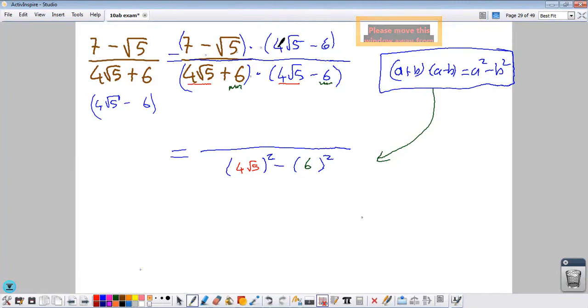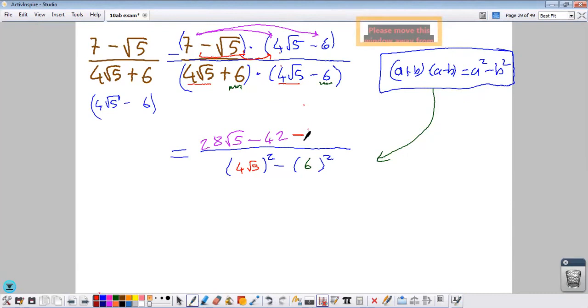For the numerator part, you will do normal multiplication, like the previous example, 7 times and 7 times. 7 times 4, 28 square root 5. 7 times minus 6, so plus or minus, you should put in here. 7 times minus will be minus 7 times 6, which is 42. So with 7, I'm done. So I'm going to multiply with minus square root 5. This is with minus, be careful. Minus times a positive thing will be minus.